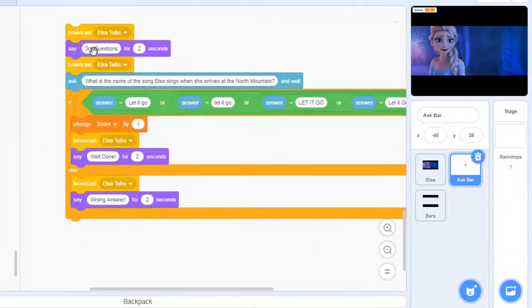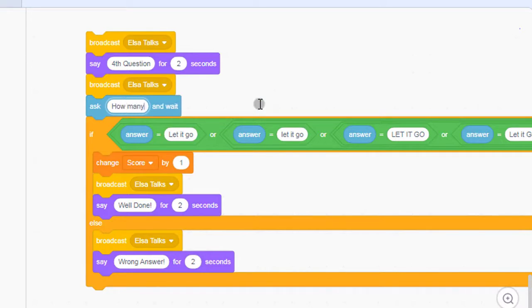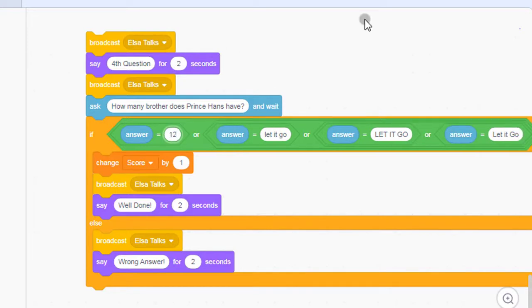I duplicated the previous blocks. Fourth question. The fourth question will be a little bit more tough. Will be, how many brothers does Prince Hans have? How many brothers does Prince Hans have? Think about it. He has 12 brothers.